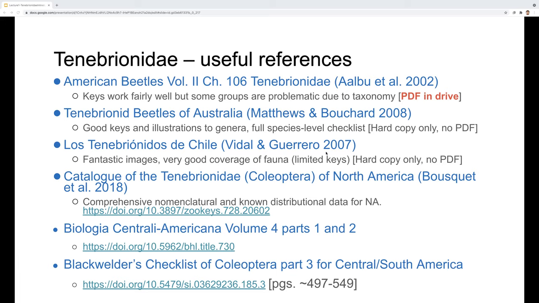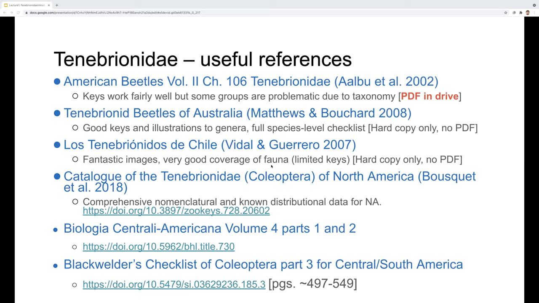From Mexico through Panama, we're really left with the Biologia Centrali-Americana, volume 4, or Coleoptera volume 4, parts 1 and 2. Those are available on Biodiversity Heritage Library. Again, that was Champion, who did a pretty good job, but there aren't keys to most things. And there's so much undescribed diversity that, of course, it's difficult. Then there's also Blackwelder's Checklist of Coleoptera. Part 3 has Central and South America, right? It's kind of Mexico south.